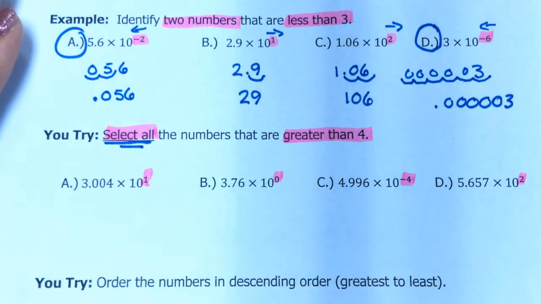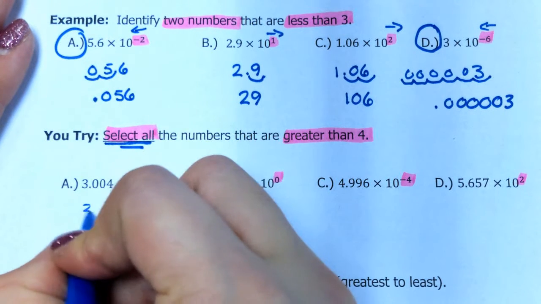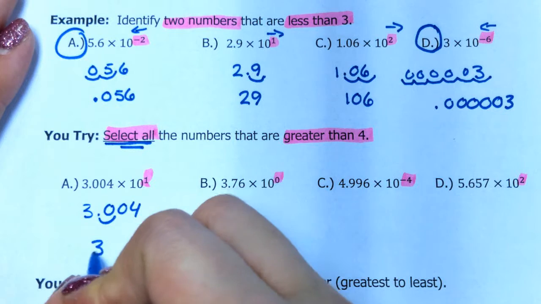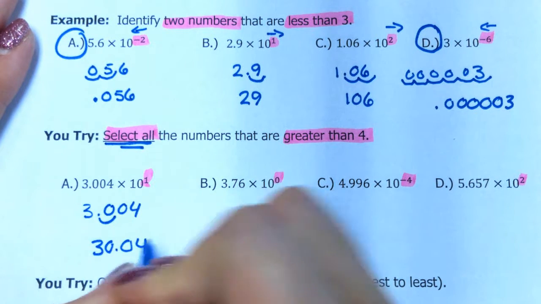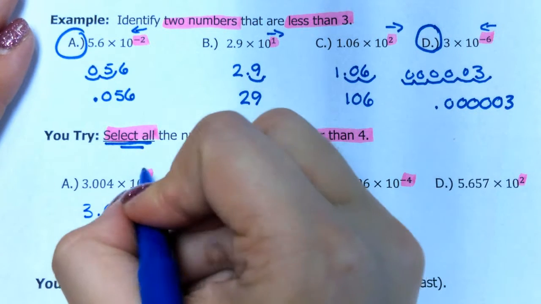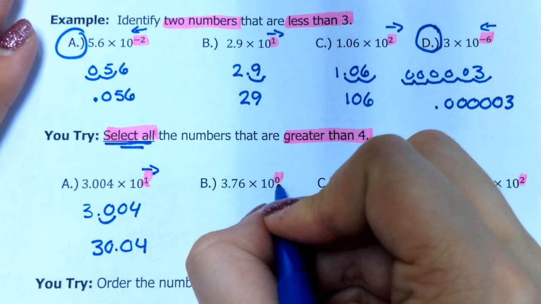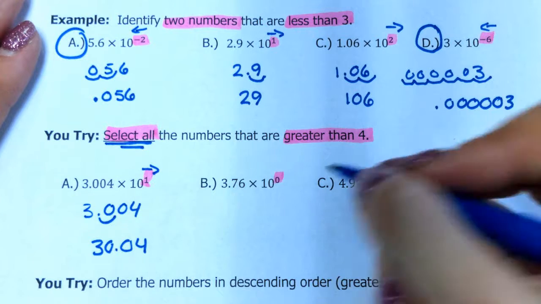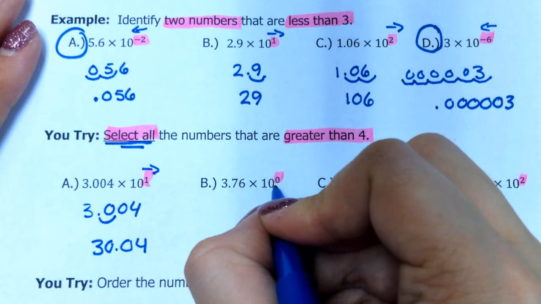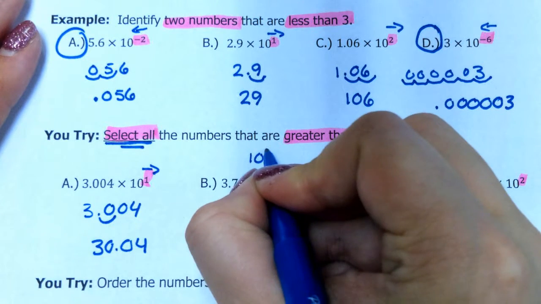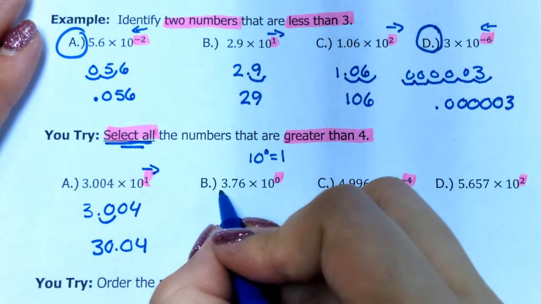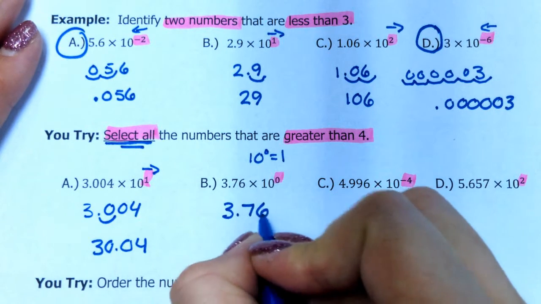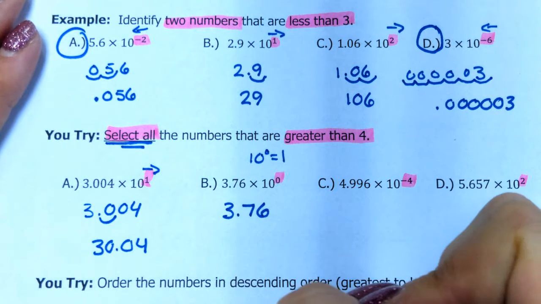Okay. And here we go, moving once. One time. So this is 30.04. This one moves 0 times. So this one went right. If it moves 0 times, it means I don't have to move it at all. Also, we know anything to the 0 power is 1. So 10 to the 0 equals 1. And 1 times 3.76 is just 3.76.